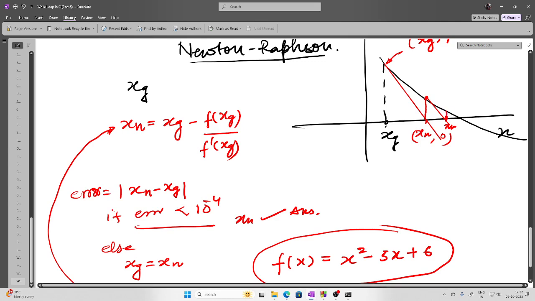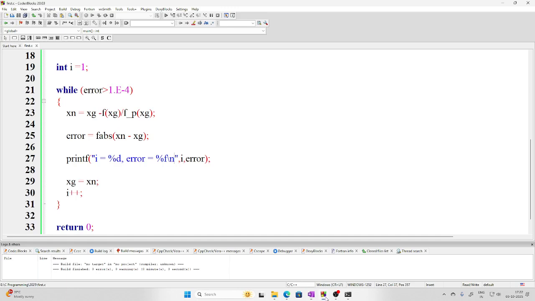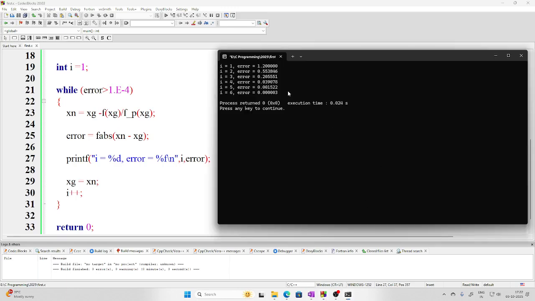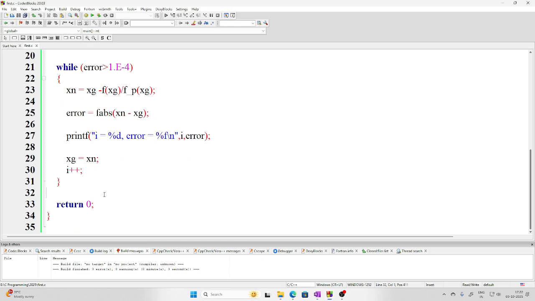It will go here and then again draw a tangent, and in this way it reaches the root, and that is what is happening in the program itself. So if you look, that is what is happening. So what is your answer? My root will be the new value, the final new value.